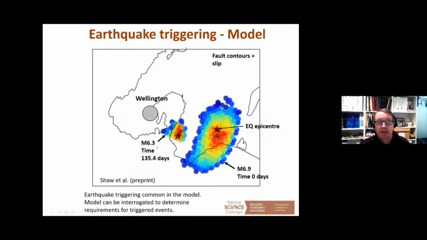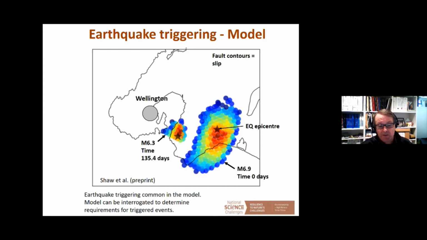So here's an example again from Wellington. I don't mean to be picking on the Wellington region. These were just some lovely examples. So in this case here, this fault here ruptured at time 0. The epicenter's here, and it was roughly a magnitude 6.9. And about 4.5 months later, we had this event here, which ruptured nearby. And the suggestion here from looking at the stress redistribution from this event is that this one was triggered by the first event. So the key here is that we can actually see the triggering process inside the model.